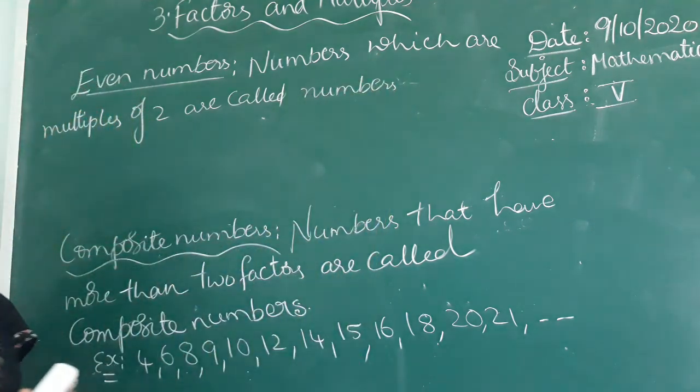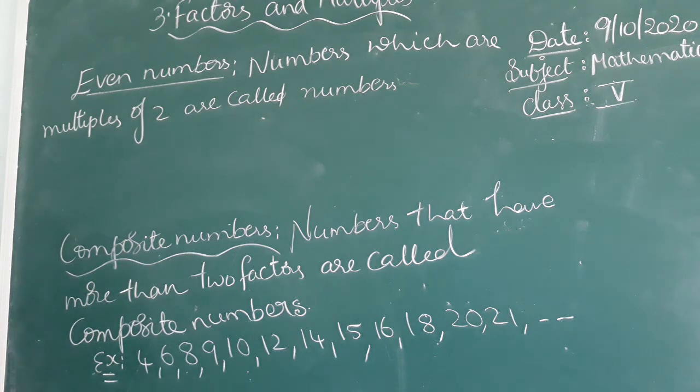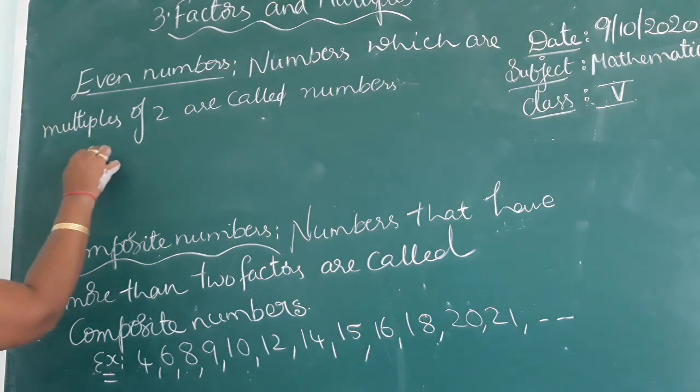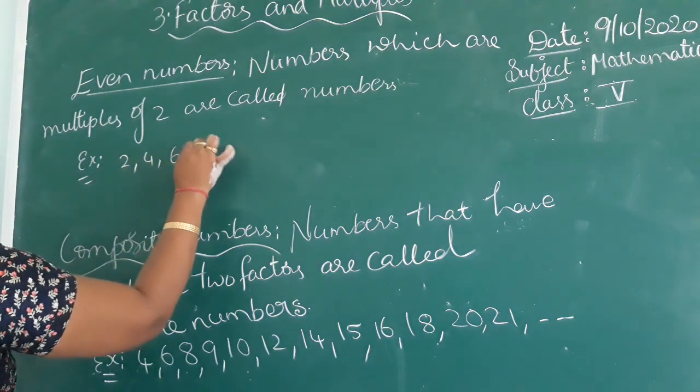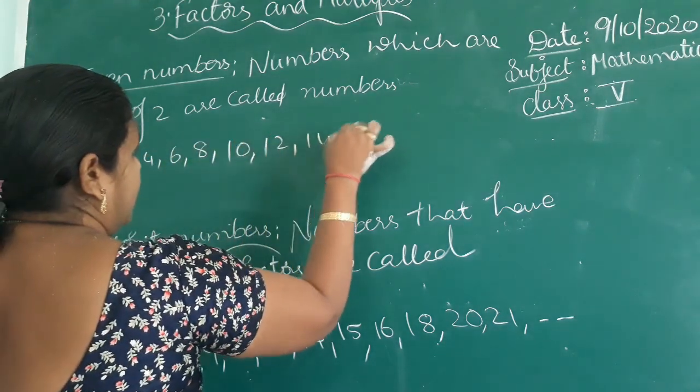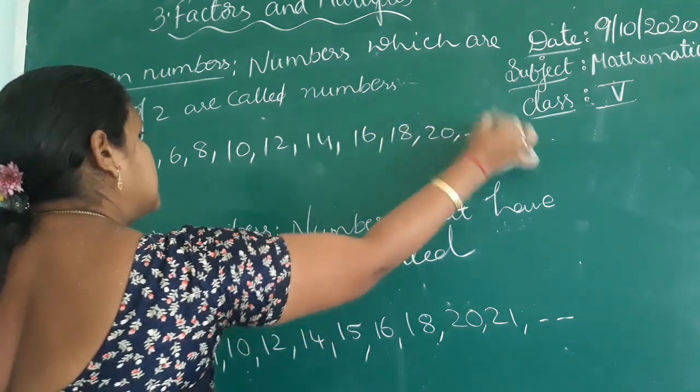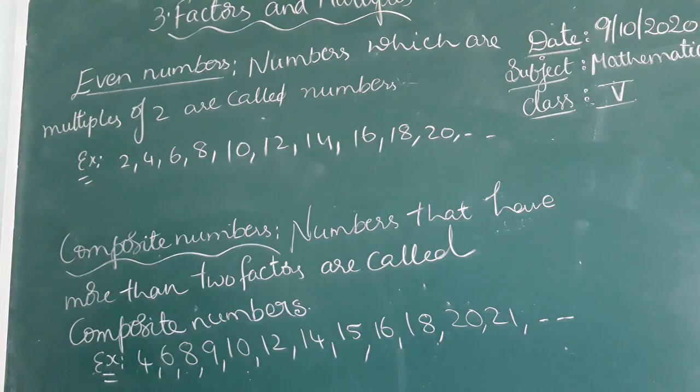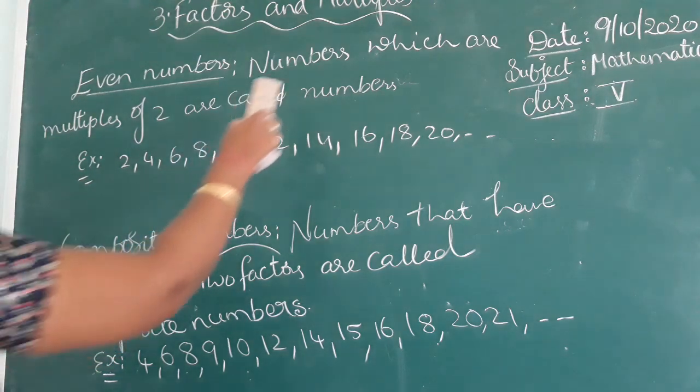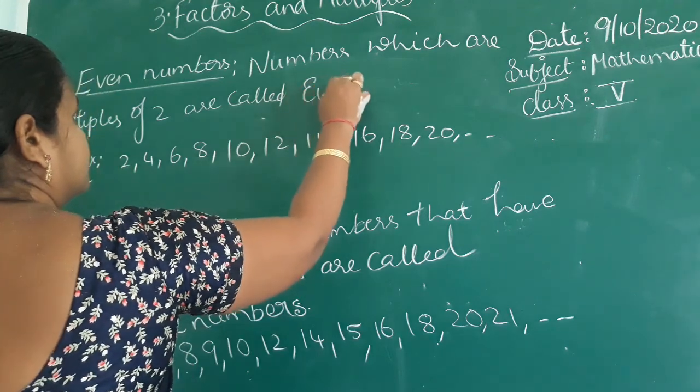That means the number should have 0, 2, 4, 6, 8 at one's place. That type of numbers are even numbers. For example, 2, 4, 6, 8, 10, 12, 14, 16, 18, 20 and so on. Those are the even numbers. What are even numbers, children? Numbers which are the multiples of 2 are called even numbers.